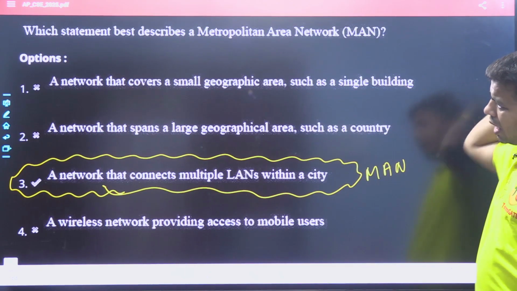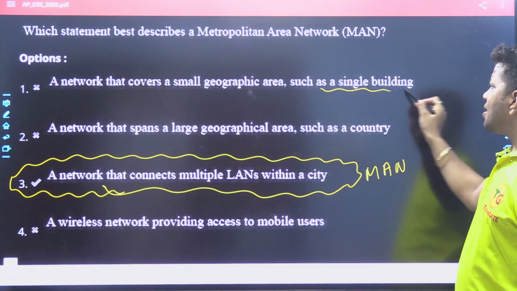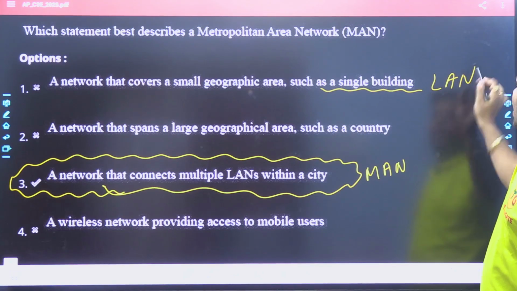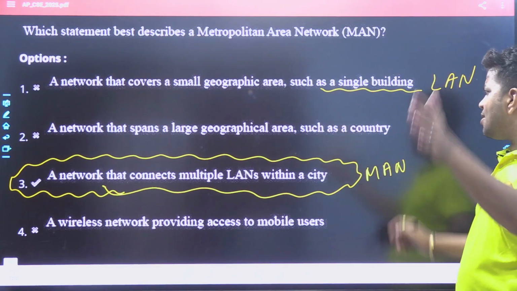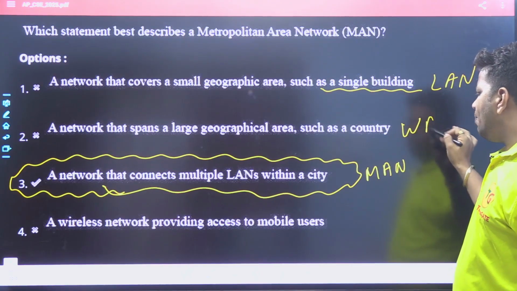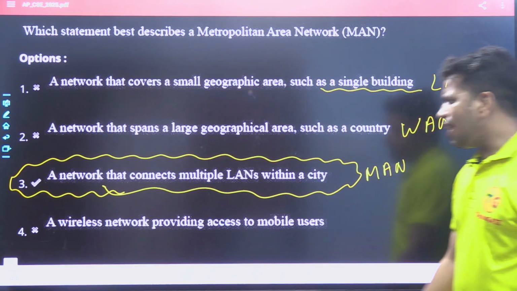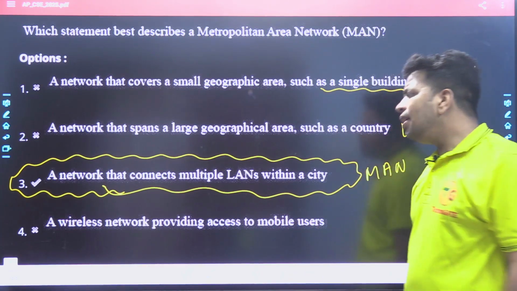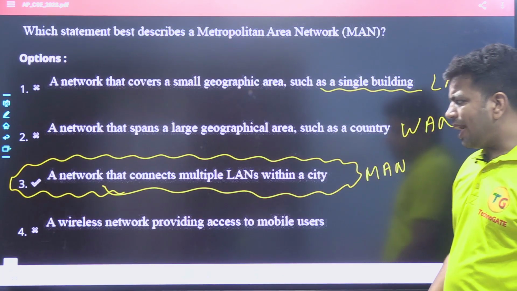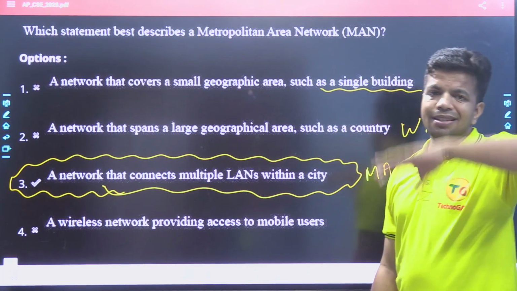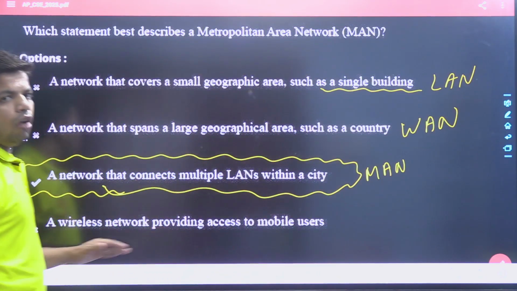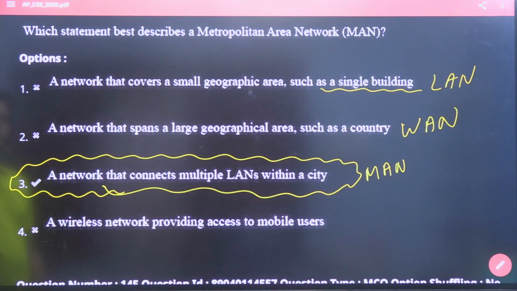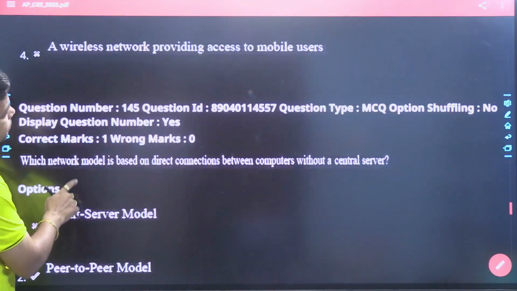A network that covers a small geographical area such as a single building, that is nothing but LAN. A network that spans a large geographical area such as a country, so we can go with the MAN. A wireless network providing access to the mobile users, it is also worldwide. So it's also a category of WAN. Let's move to the next.